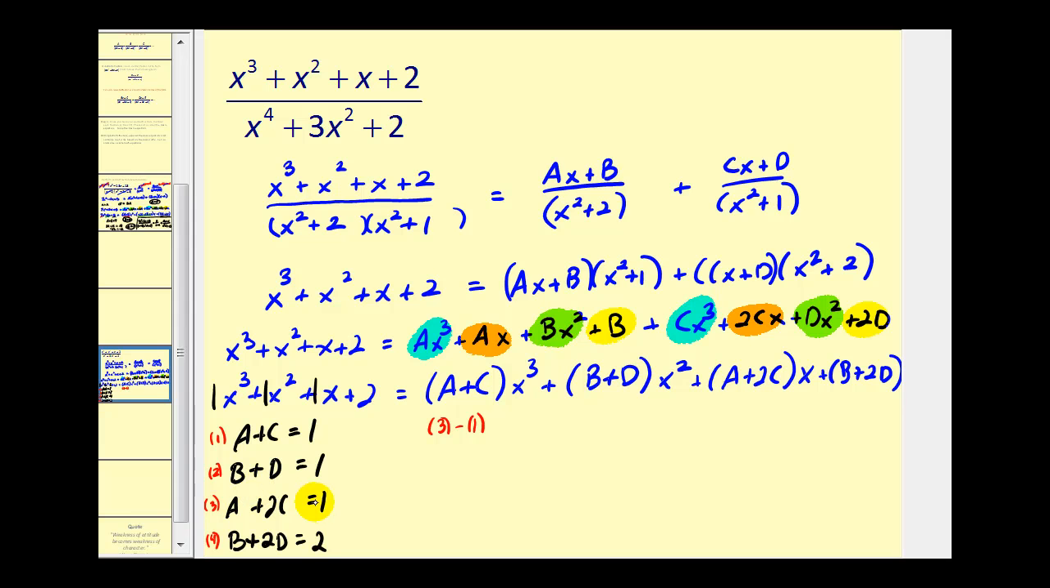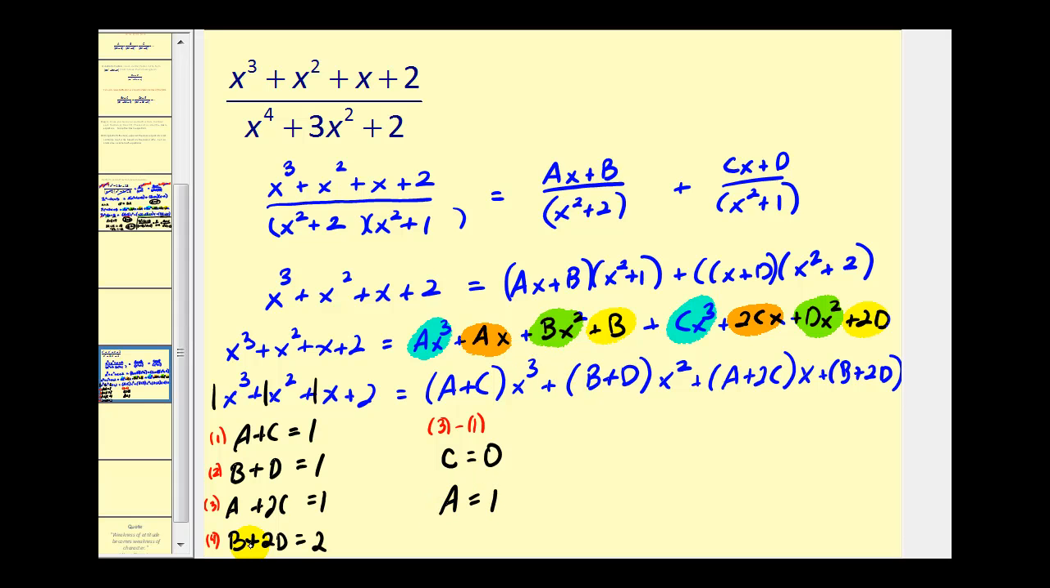Let's go ahead and take equation 3 and subtract equation 1. So we'd have a minus a, that would be 0. 2c minus c would be c. And then 1 minus 1 would be 0. So c is 0. Well, next, if c is 0, then a plus 0 must equal 1. So a is equal to 1.